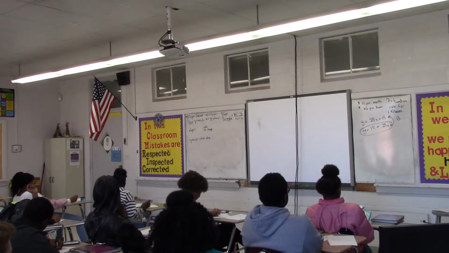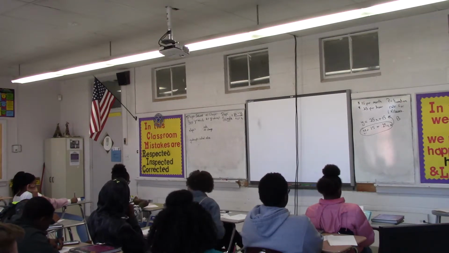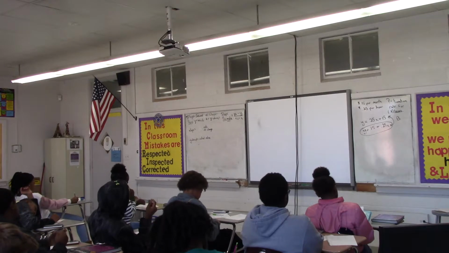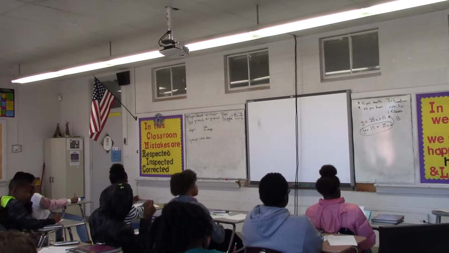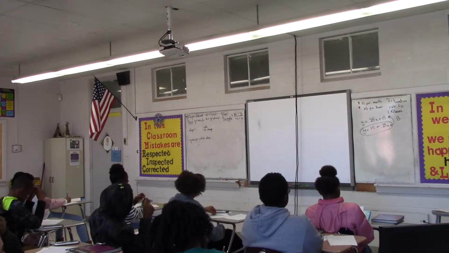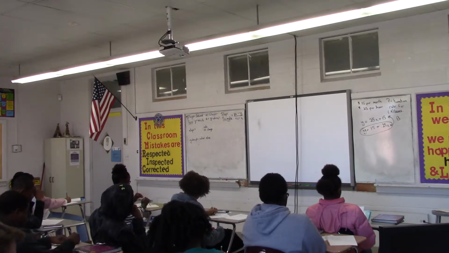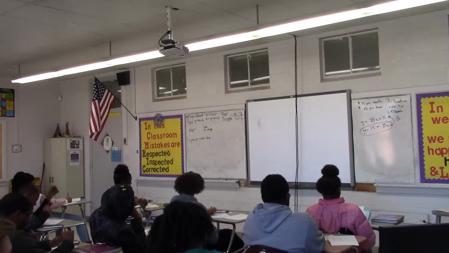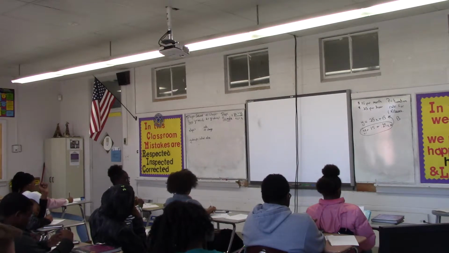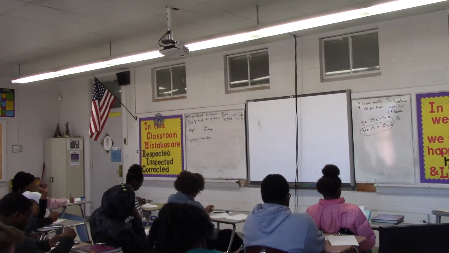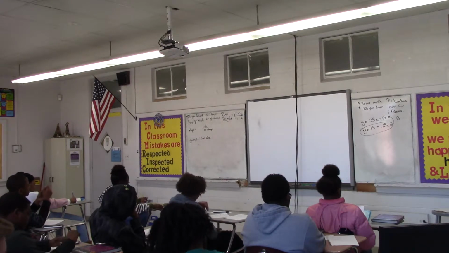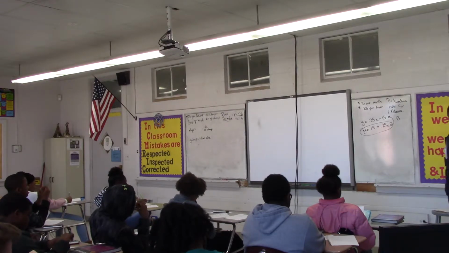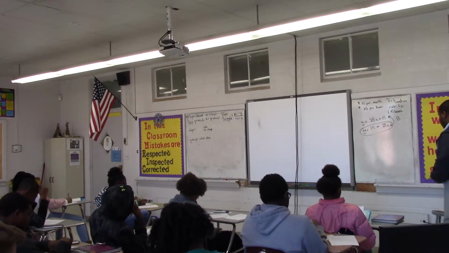Alright. So it says, let blank be the number of hours. What is our number of hours? X, right? Yep. And so let blank be the monthly cost. Y. And X is our what variable? Input. And Y is our what? Output, right.